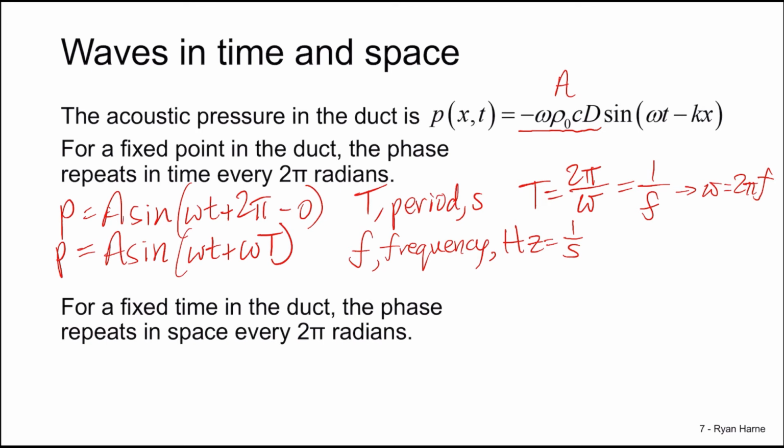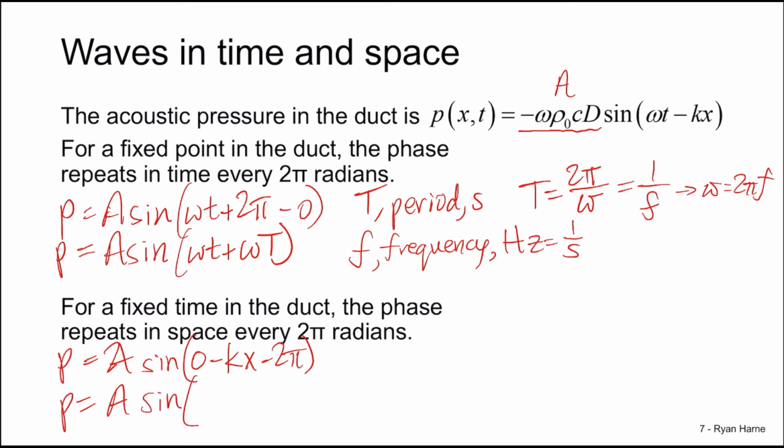For a fixed time in the duct, again, it could be any time, the phase repeats every 2 pi radians. Let's perform the same exercise. The acoustic pressure P is equal to an amplitude A multiplied by sine, I'll use time 0, minus kx minus 2 pi. Introducing a new variable to simplify this, we have the acoustic pressure P is equal to A sine minus kx minus k lambda.